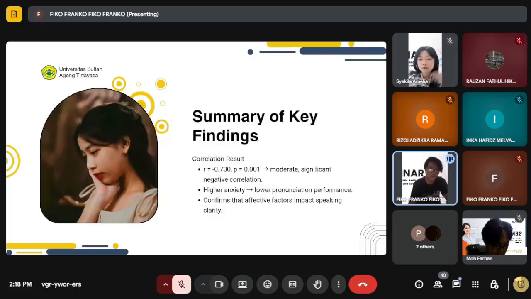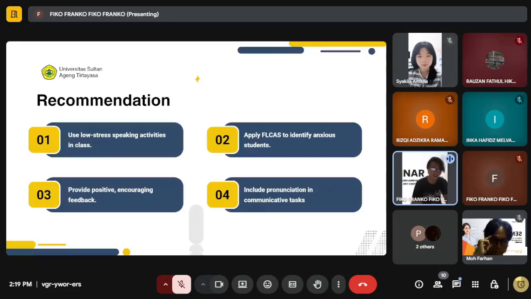And next we have the correlation, which I have explained before, is negative 0.073, and our p-value is 0.001, which is a moderate and significant correlation. This means that higher anxiety leads to lower pronunciation performance, and this confirms that affective factors impact speaking clarity. And our recommendation is, first, use low stress activities in class.